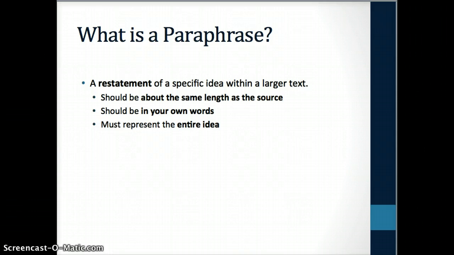So it's shorter than a summary and usually longer than a single quote. A paraphrase should be about the same length as the portion of the source that you're using. A paraphrase should be in your own words, and a paraphrase has to represent the entire idea that you're paraphrasing. You can't really pick and choose which parts to leave in and which parts to take out.